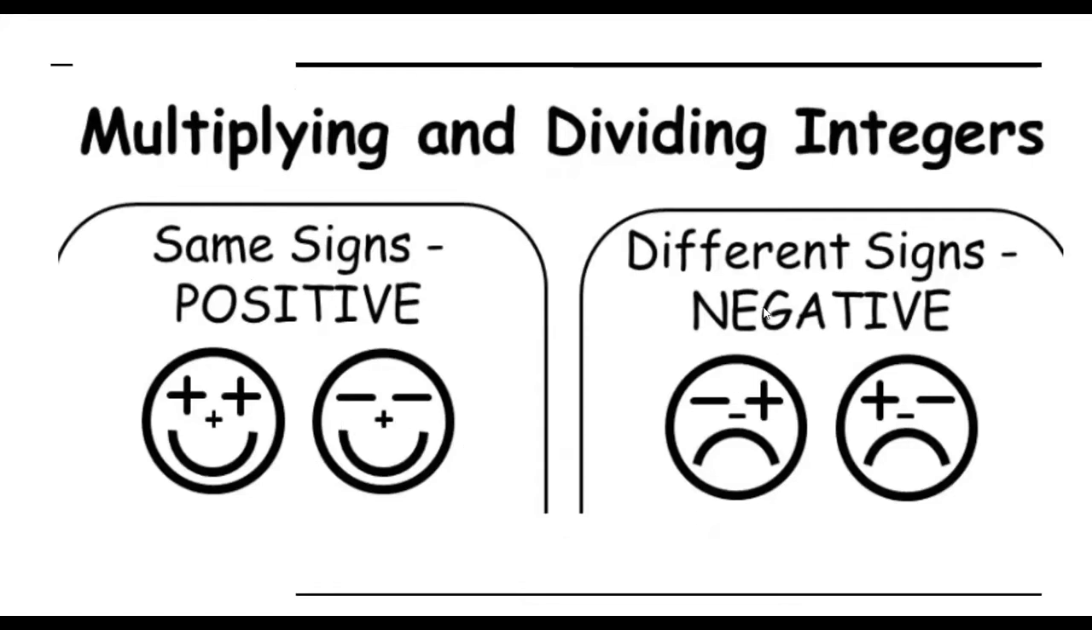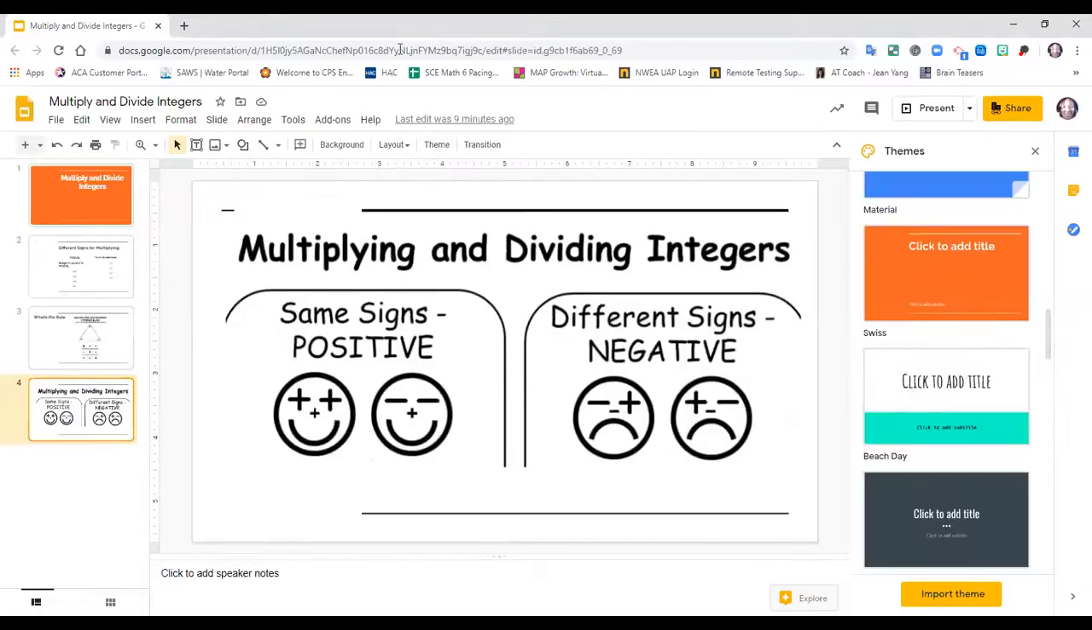Now, if they have different signs, it will stay negative. So, for example, if you multiply or divide a negative by a positive, it will stay negative. If you multiply or divide a positive by a negative, it will stay negative, okay? So you're probably like, oh my goodness, miss, that just sounds so confusing. Well, don't let me confuse you, let me show you.